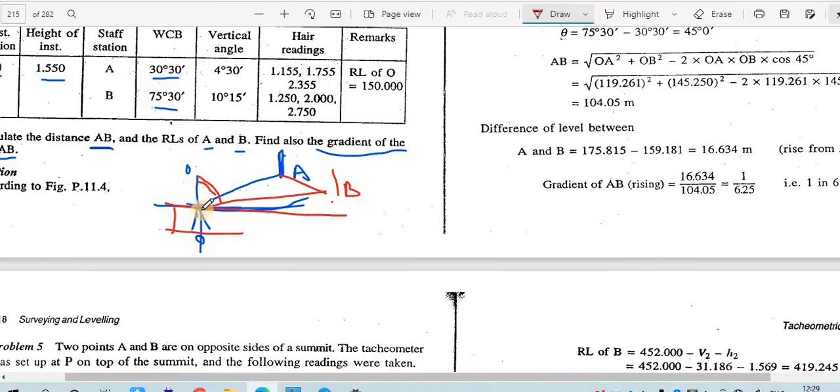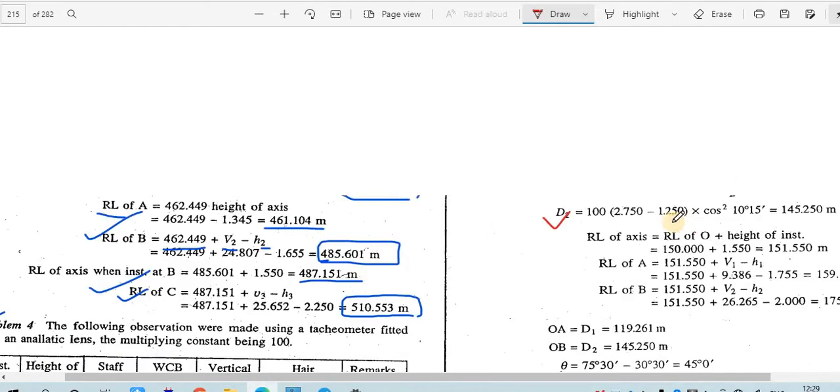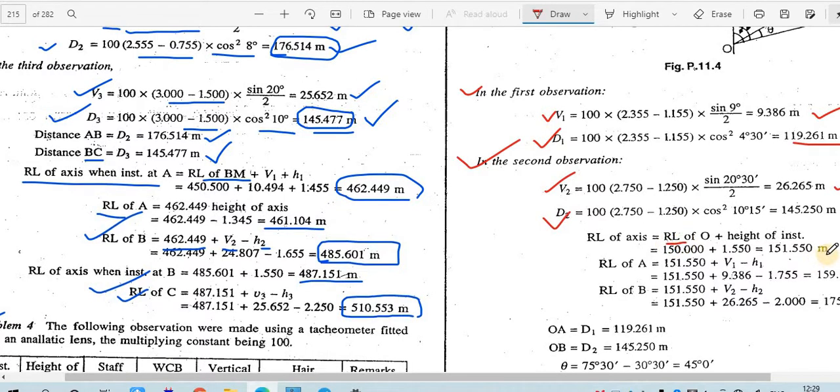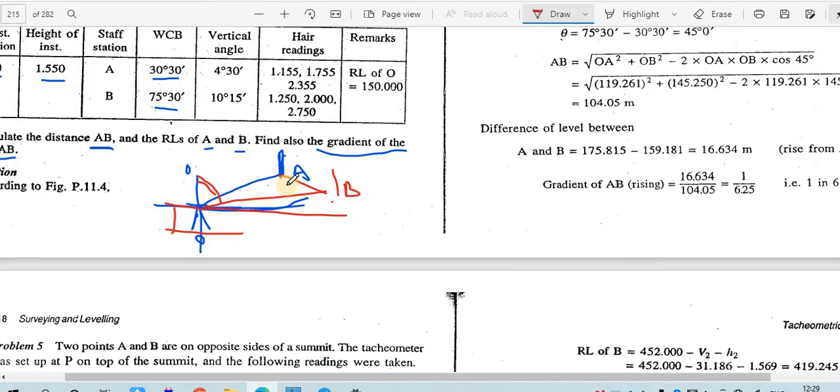Okay, after this, over here you can see that RL of O plus height of instrument is giving our first value, which is the RL of instrument axis. Then we have calculated the value of V1. So V1 will be what? I will show you in a separate diagram. Over here, see, we have got the RL of instrument axis. From the center to this height, this is nothing but your V1, and from the center to the ground distance, it is nothing but your H1. Okay, so the RL of instrument axis plus V1 minus H1 will give you the RL of point A.